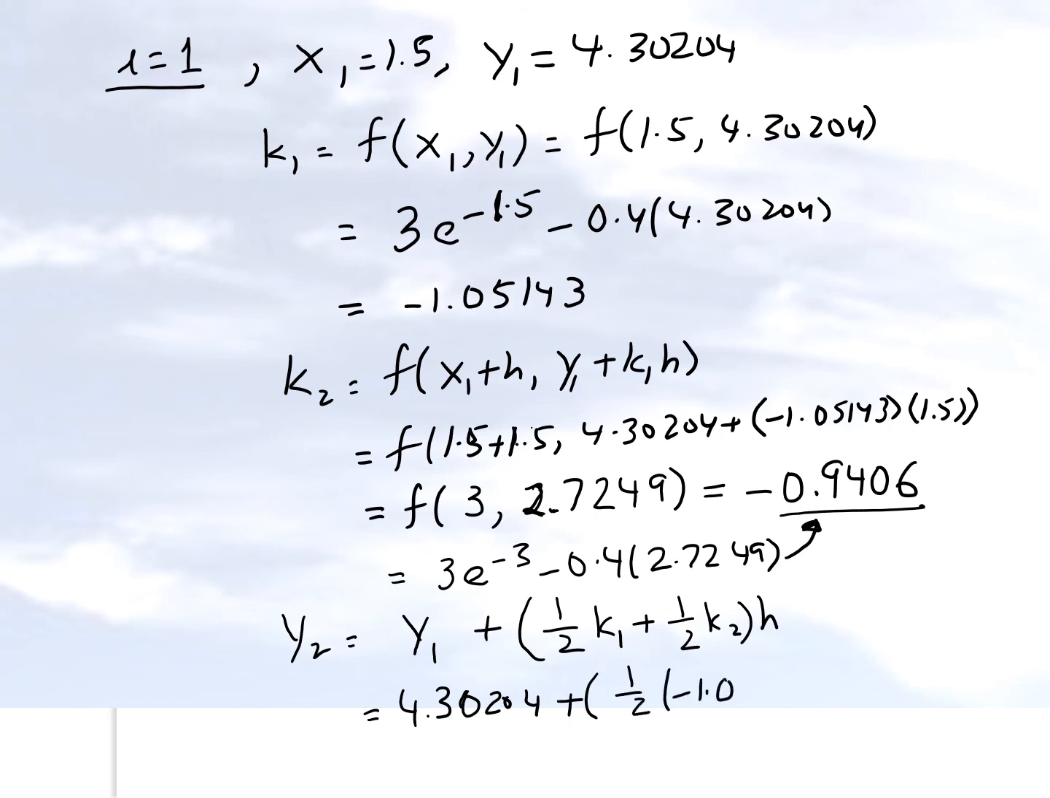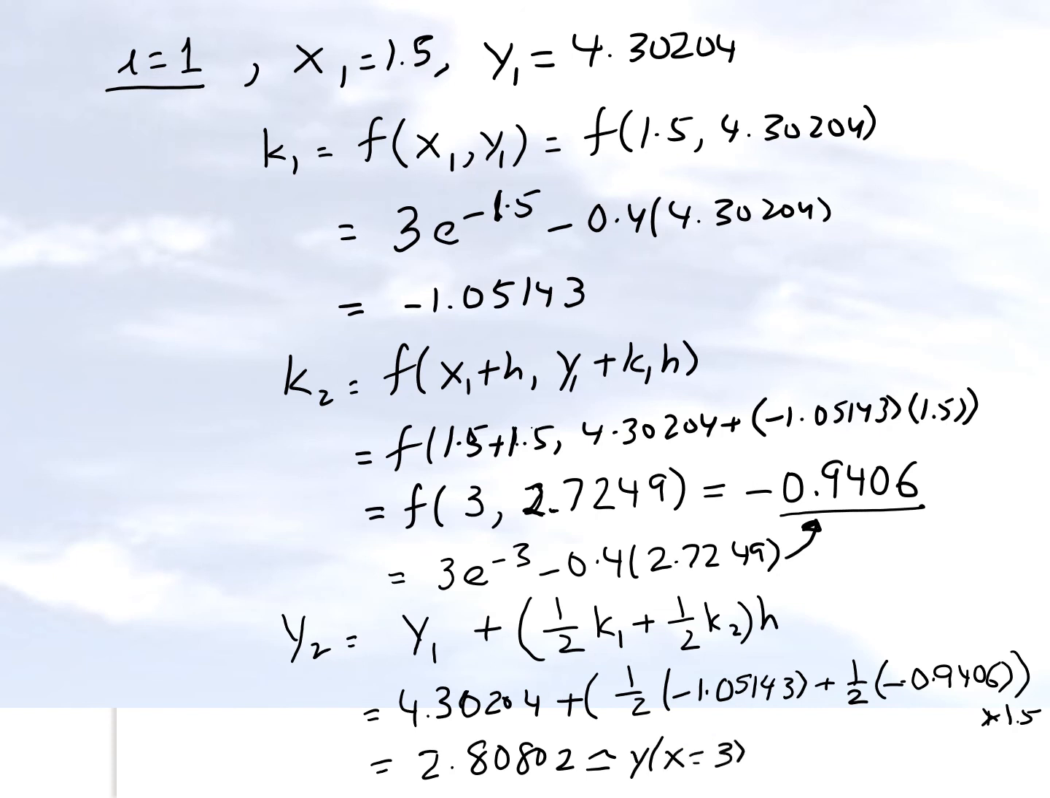So we substitute the values of y1, k1, k2, and this value here turns out to be 2.80802, and that is the approximate value of y at x equal to 3, because that's y at x2, and x2 is 3 right from here, and that gives us the approximate value of y at x equal to 3, and that is in fact the end of this segment.